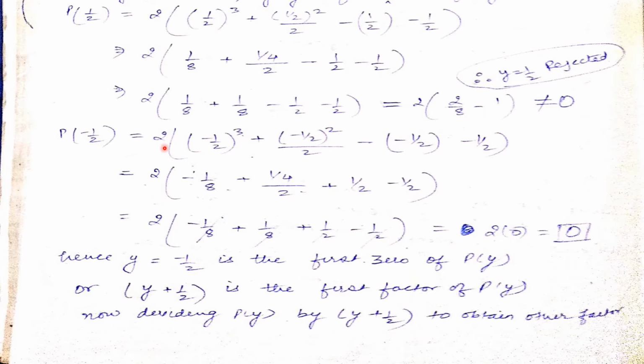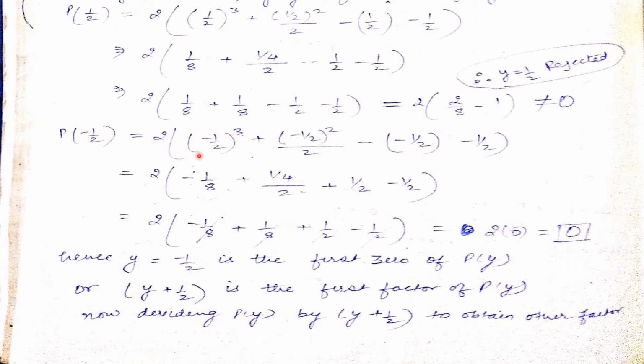So 2 bracket minus 1 by 2 cube plus minus 1 by 2 square upon 2 minus, minus 1 by 2, minus 1 by 2 bracket. Now you will see the actual use of placing the brackets. If we didn't have this habit of putting brackets, we would have got wrong answer. Okay. Now we will open the brackets one by one and see the change.